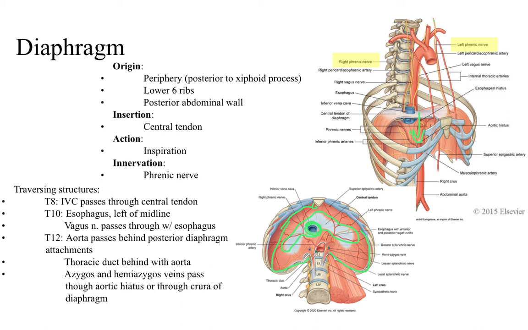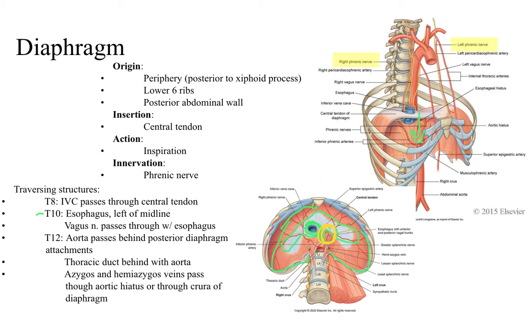At about the level of T10, we have the esophagus passing through. And here's your esophagus right here. If you can't see that, I will use a different color. So the esophagus would be right here in yellow, passing through. And notice that it's just posterior to the central tendon and to the left side of the vertebrae. So the inferior vena cava would be to the right side, and the esophagus would be to the left side of that vertebrae.